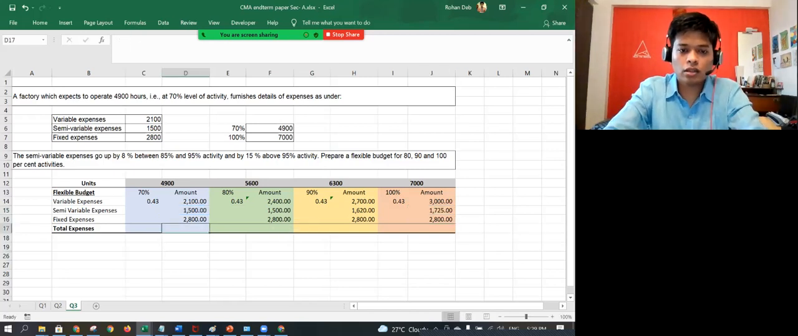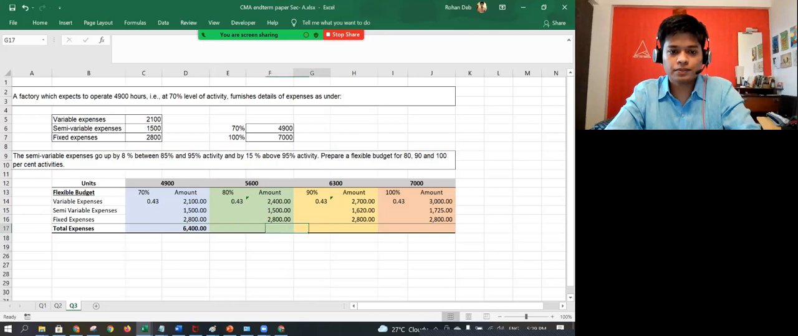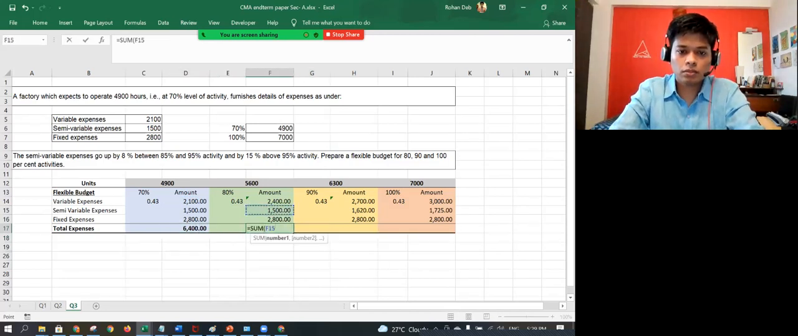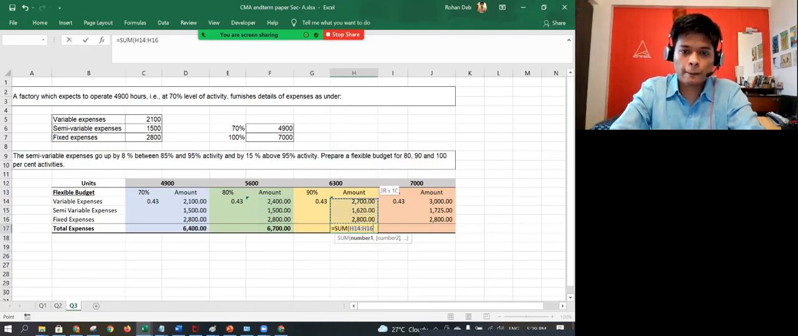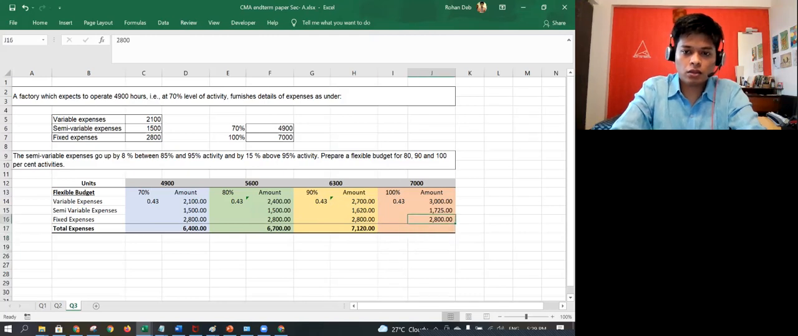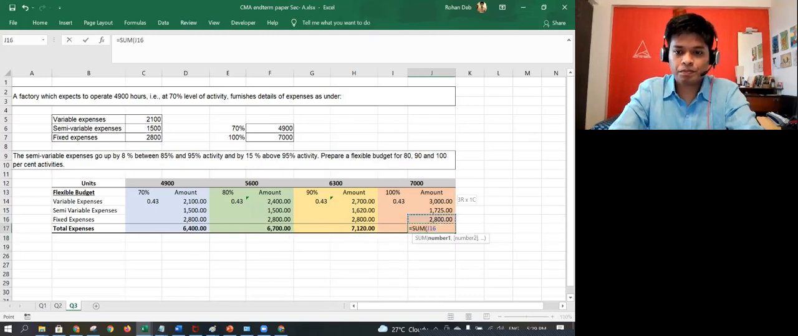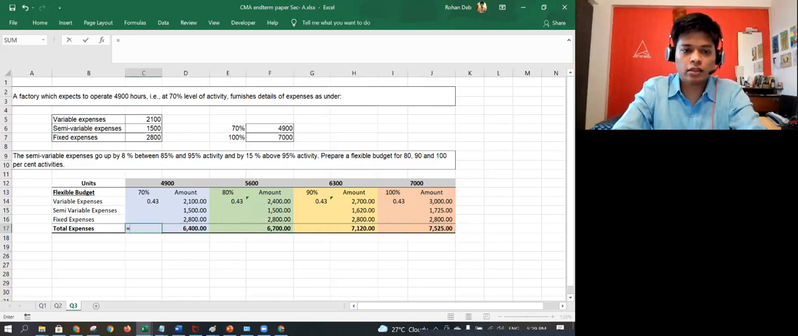So if I now total all the things, sum, equal to sum, equal to sum. Now you can see that the total cost is increasing. However, if you take the per unit cost, you'll see that the per unit cost will be decreasing because the variable cost per unit is the same, but the fixed cost per unit is decreasing.